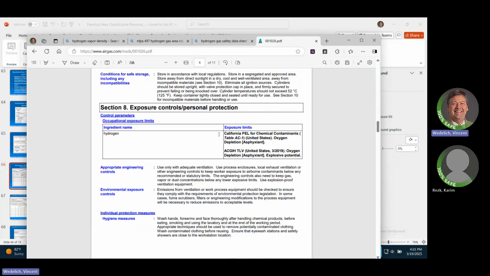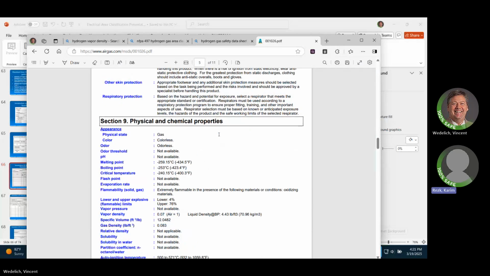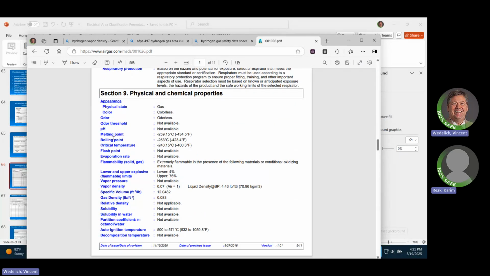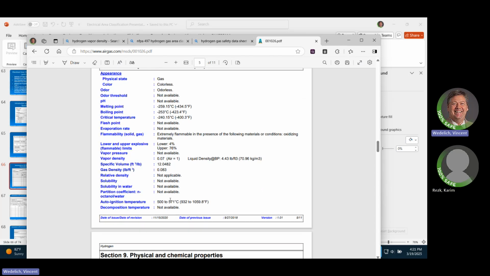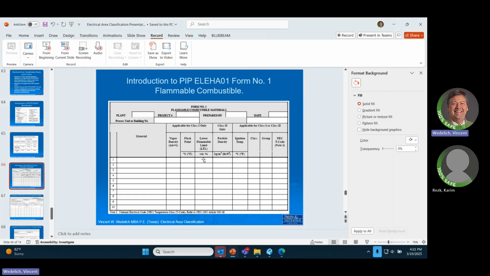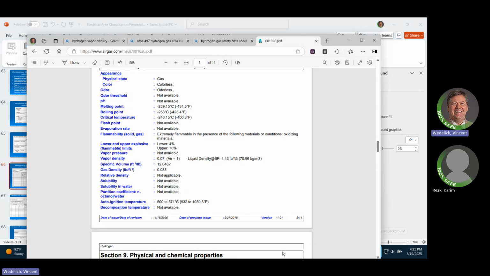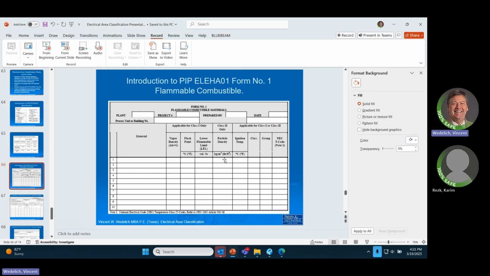Let's see here. What were we looking for again? I can't remember now. We were looking for the auto ignition temperature. Yeah. So if you see here, auto ignition temperature is 500 to 571, right? So that's what that would be. My lower explosive limit is what? 4%, right? It should be 4%. Lower and upper explosive flammable limits, 4% to 76%. Particle density, don't care because it's not a dust.